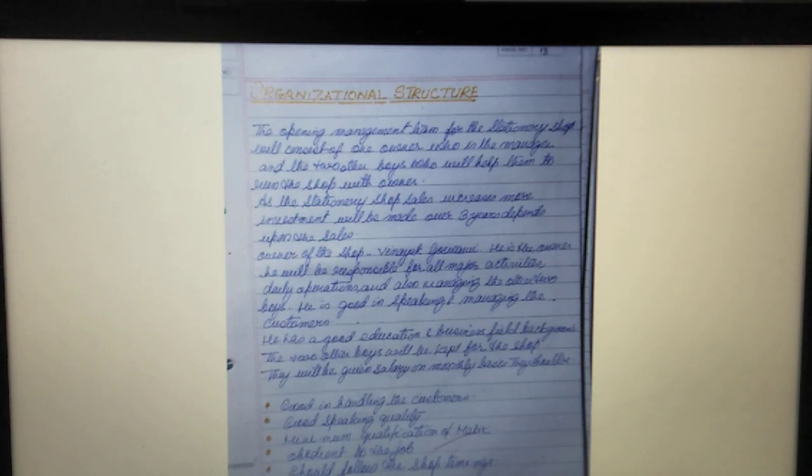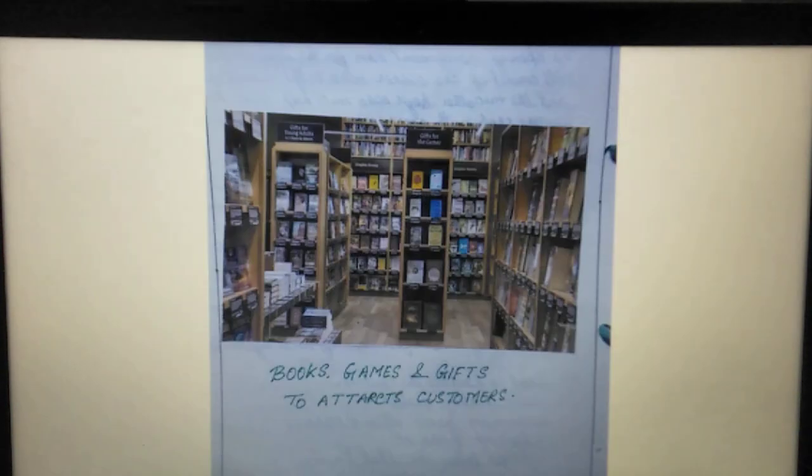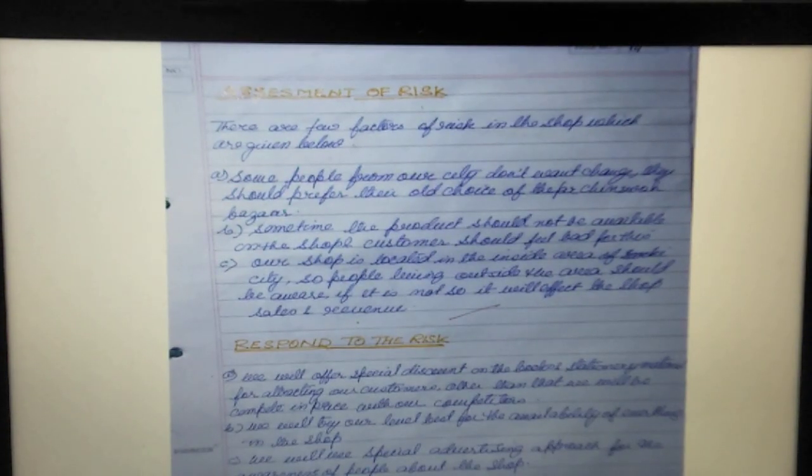Next it says the different points, that is, being good in handling the customers, then good speaking quality. So these are the different strategies that will be taken by the owner to become successful. Apart from this, if you want to add any other points, you can add them here. Next is the books, games and gifts to attract the customer. So this is the inner outlet of the shop.